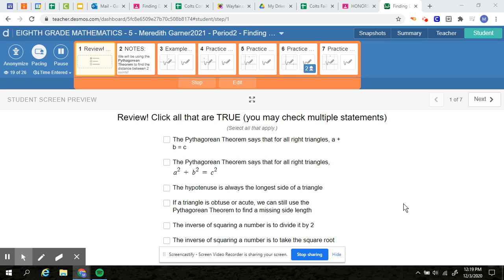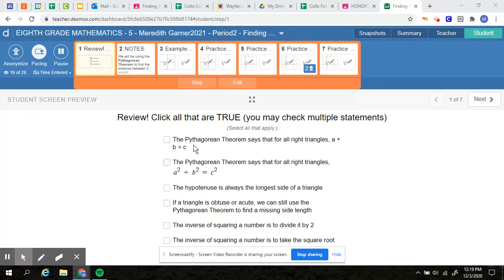Hey guys, this is Miss Garner, and this video will go over how to find the distance between 2 points using the Pythagorean theorem. So on this Desmos activity, which you can find in your Google Classroom, this first slide is just a quick review, and we're just clicking all the statements that are true.